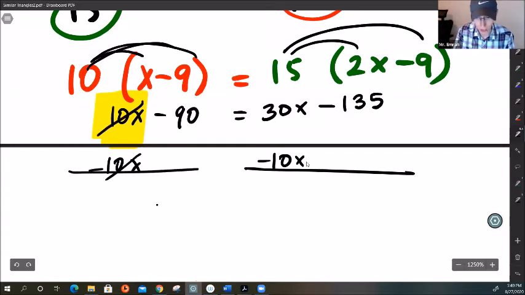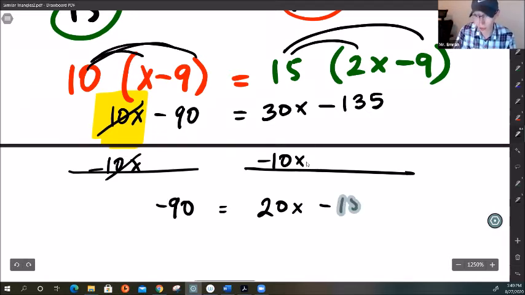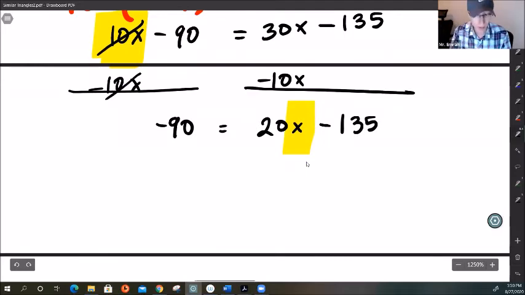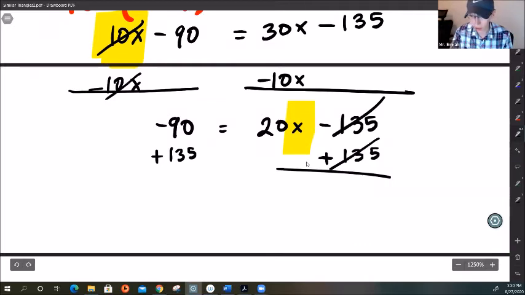So I have negative 90 left on this side. And here 20x, and then negative 135. Then I will look at the variable side, and I'm trying to isolate this variable here. I want to leave this alone. Okay, in order to do that, I need to get rid of any other terms. I have a minus 135, so I got to do plus 135. If I add 135, this cancels out.